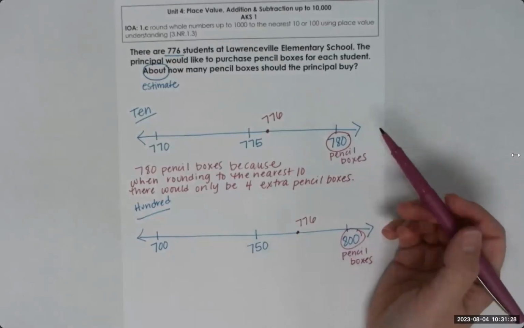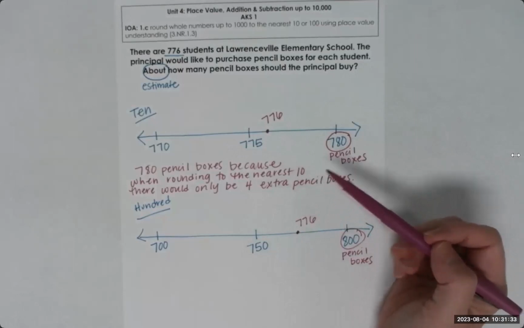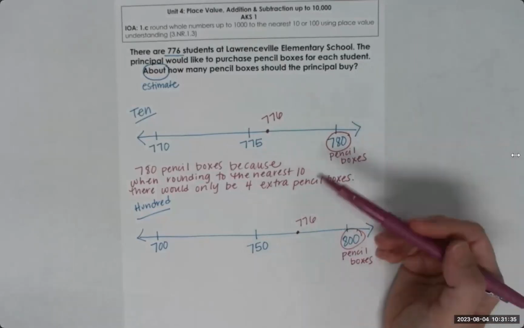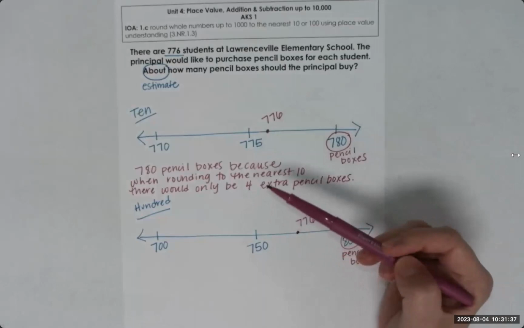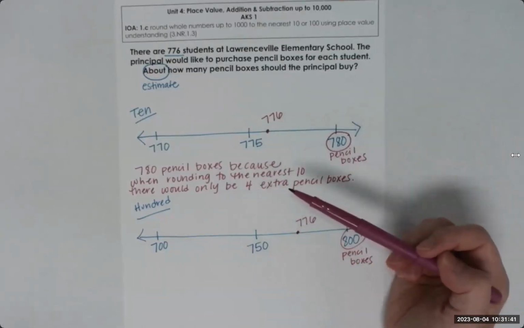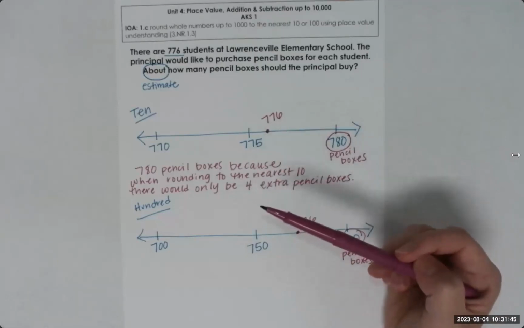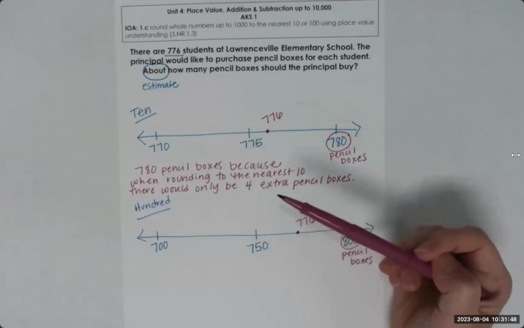I might not want to waste anything. This could be especially useful when working with food, right? I might not want to have too much food left over because then what if that food spoils? And in this case, I would only have 4 extra. So in this case, yeah, I can round to the nearest 10 and get 780 because I'd only have 4 extra pencil boxes. It's more cost effective, okay?